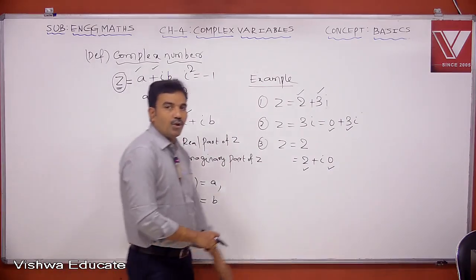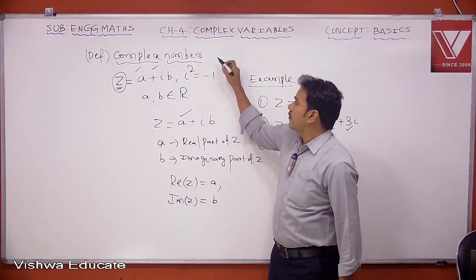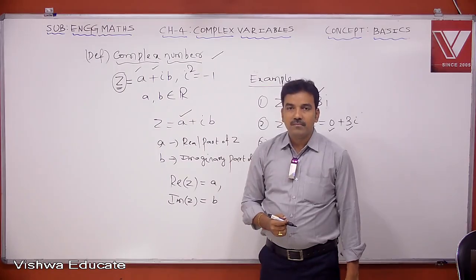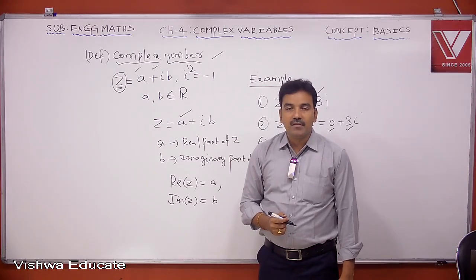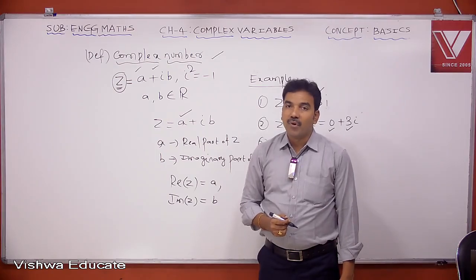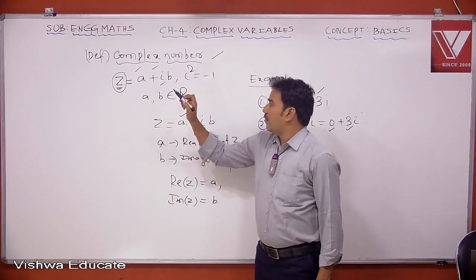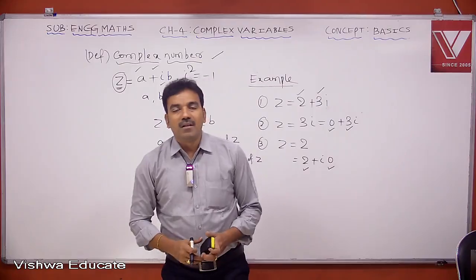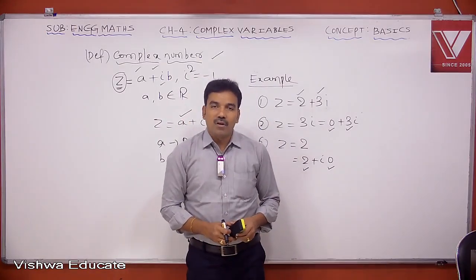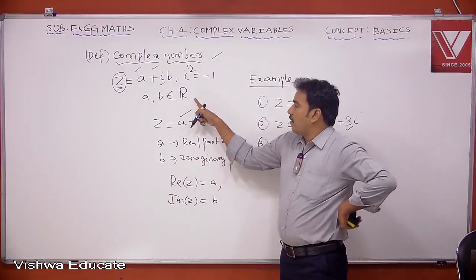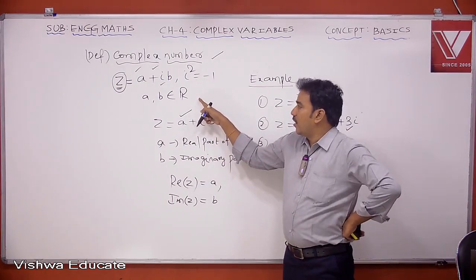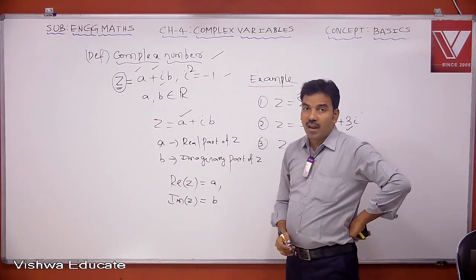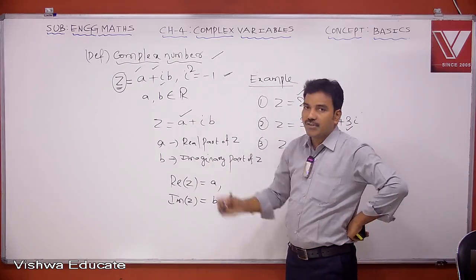First, write the definition. Complex number: a number of the form z equal to a plus ib is called a complex number, where a and b are real numbers, and i square equal to minus 1.